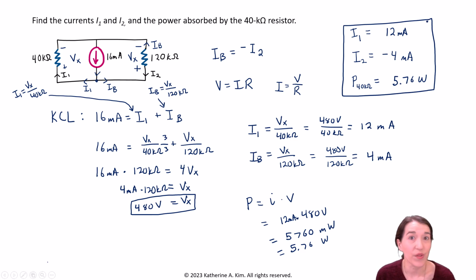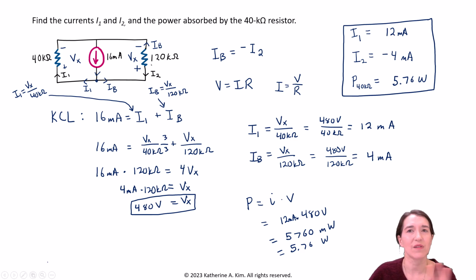So these are all the things that we were asked to find. We found the currents for I1 and I2 and the power through the 40 kilo ohm resistor. What does this mean? It means that I1, which is over here, was going in the same direction and it had a larger current value. Notice that this resistor on the right is 3 times larger than the other one, but actually the current through it was smaller in magnitude. So we had only 4 milliamps coming through this one and 12 through here.